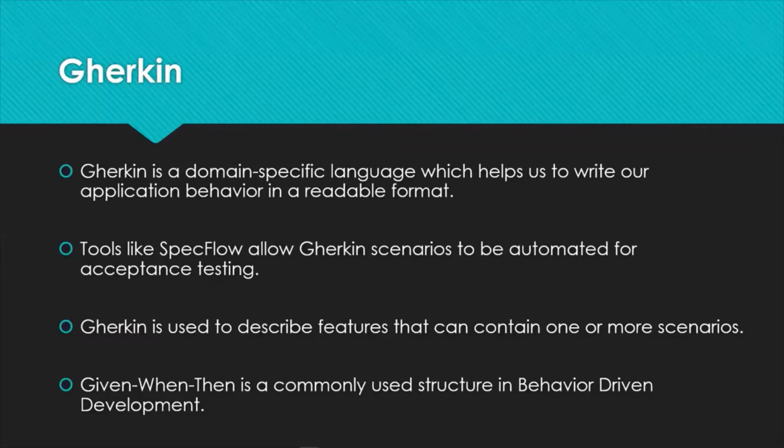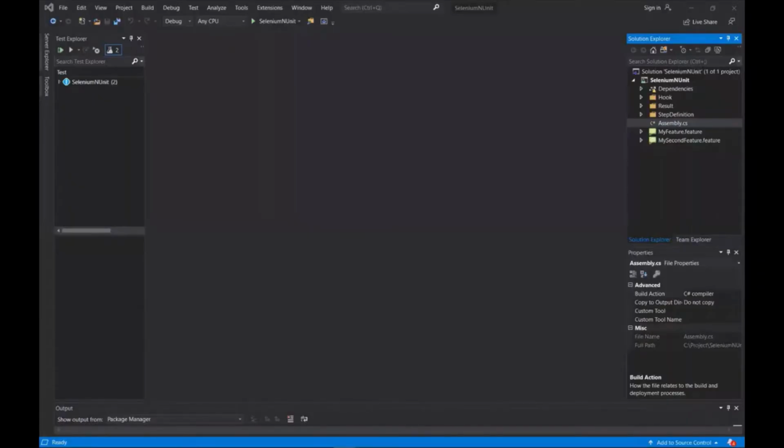Now we'll discuss feature files. So what is the feature file? It is a file where we write our test in Gherkin language. These files can be considered as an automation test script or document containing all the test scenarios or test cases. So a feature file basically can contain one or more scenarios. Now we'll see how to use those keywords in a feature file.